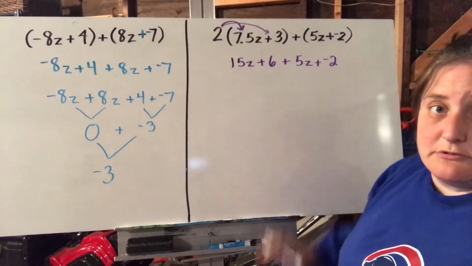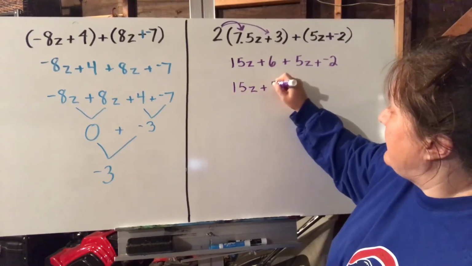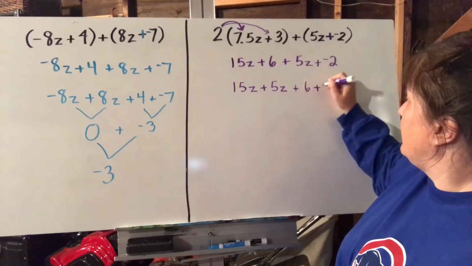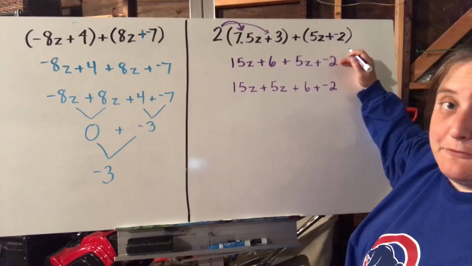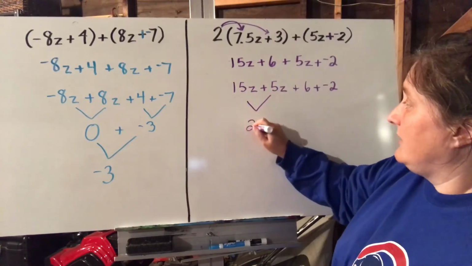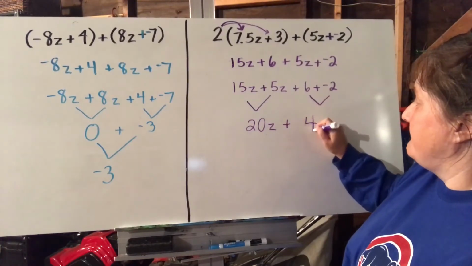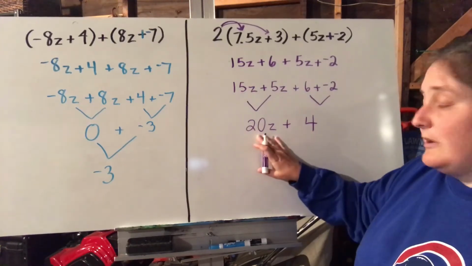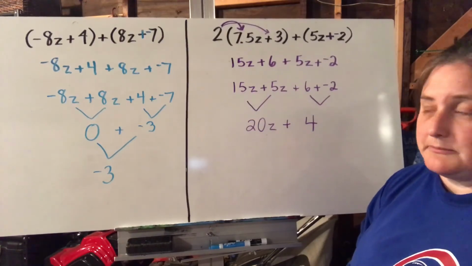Now that it's all addition, I don't need those parentheses anymore. And I'm going to rearrange it. I'm going to put 15z and 5z at the front, my two terms with z, plus 6 plus negative 2. I can rearrange it any way I want as long as I keep all of the terms. I had 4 terms here. I still have 4 terms here. 15z and 5z is going to give me 20z. And 6 and negative 2 is going to give me 4. This is as simplified as I can get this expression. 20z plus 4. These two cannot be combined because they are not like terms.